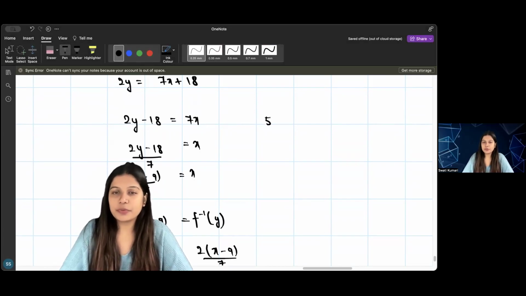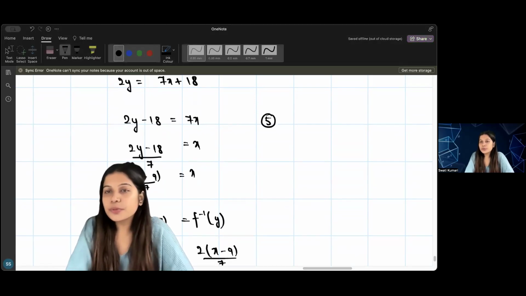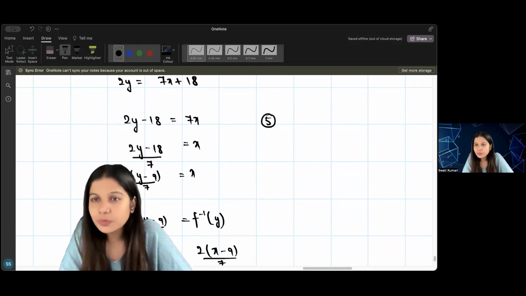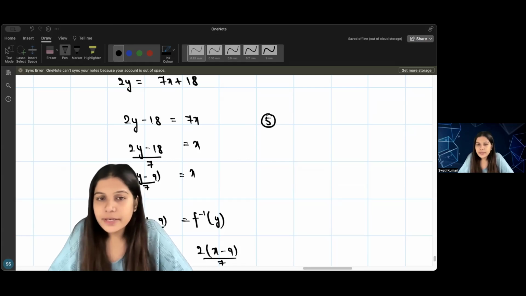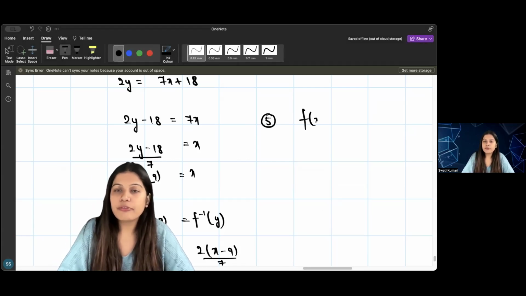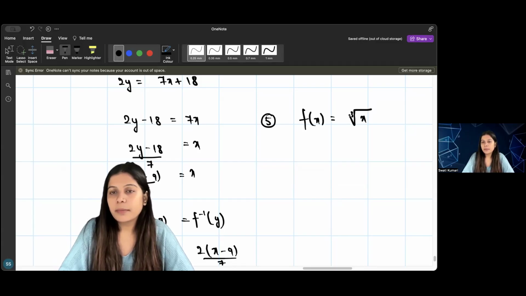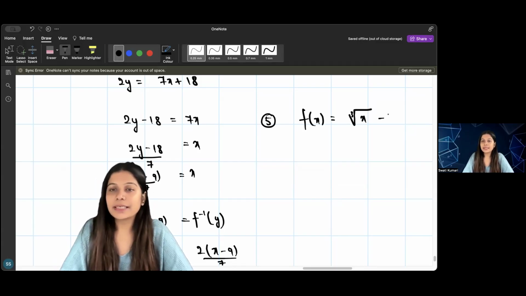This is the 5th question that we're taking. And as I said, this is going to be a short video. So of course, we're going to wrap up here after doing one more question. So f(x) is the cubic root of x minus 3, this is the cubic root symbol, and we have to find the inverse.